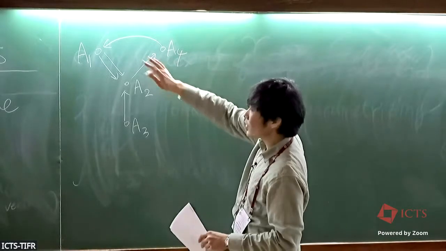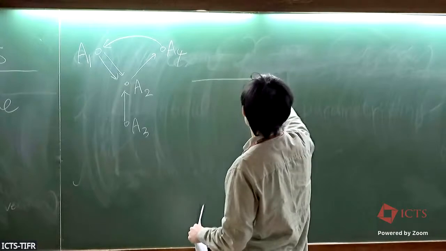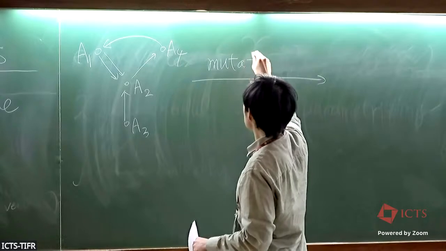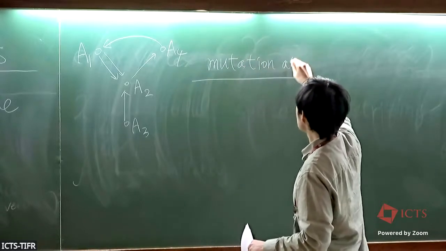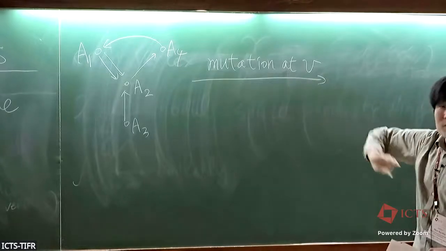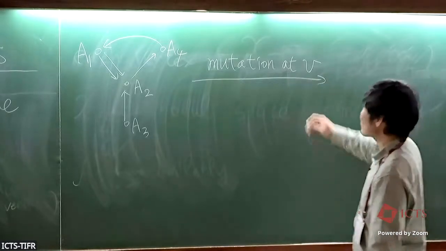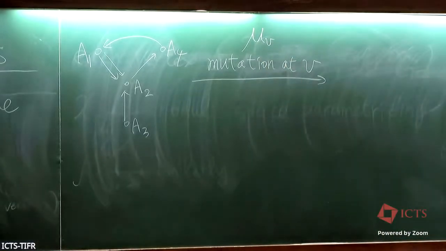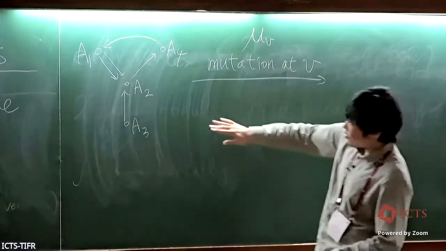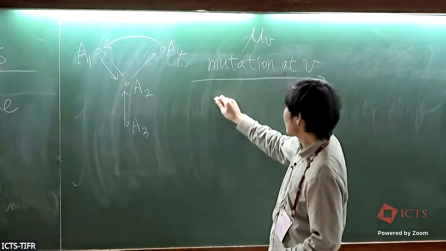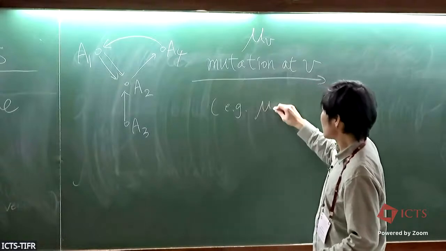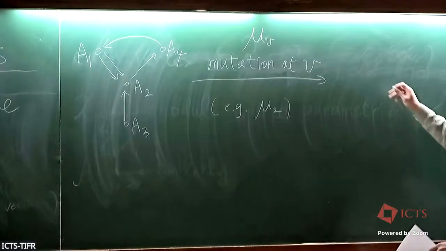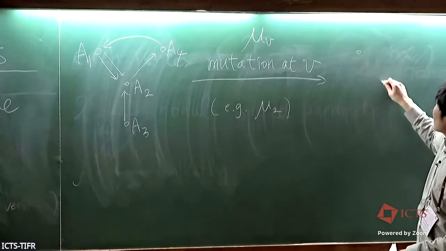So you choose one vertex to mutate at. So mutation at, let's say, V. You choose some vertex, and let's mutate at that vertex. This is called mu V, mu for mutation. And for this example, let's choose to mutate at the A2. And I'm going to write down what happens. And then I'm going to give you a general formula.